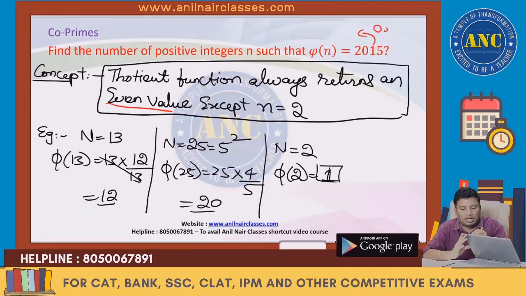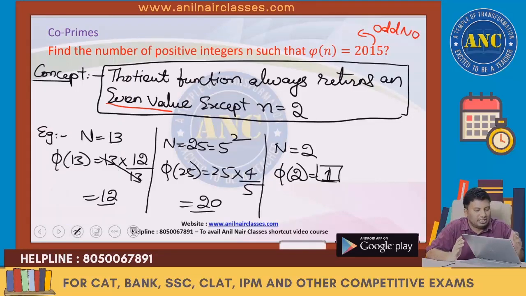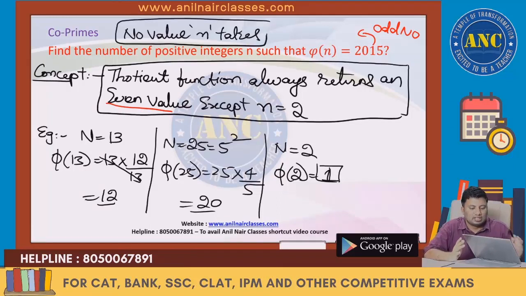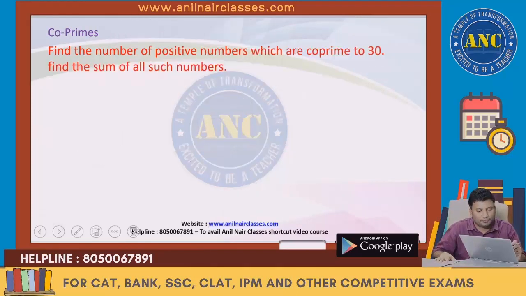If the output is an odd number like 2015, there are no positive integers n. No value n can take such that the totient function is an odd number. The totient function always returns an even value except n equivalent to 2.